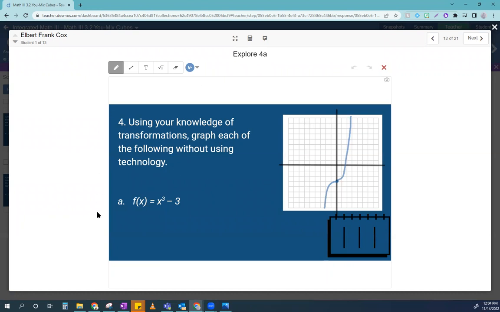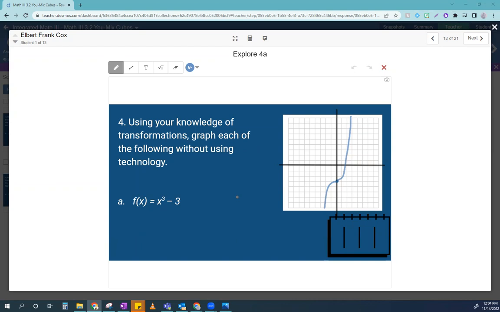Can you pretend you're the teacher right now? Everybody good? Would you give this person full credit? Everyone says what? Yes, no, maybe so. Yeah, I wouldn't give this person full credit. Why not? Because it says using your transformations, graph each of the following without technology, and there are no words. So I have no idea what this person was thinking, so I can't give you full credit.